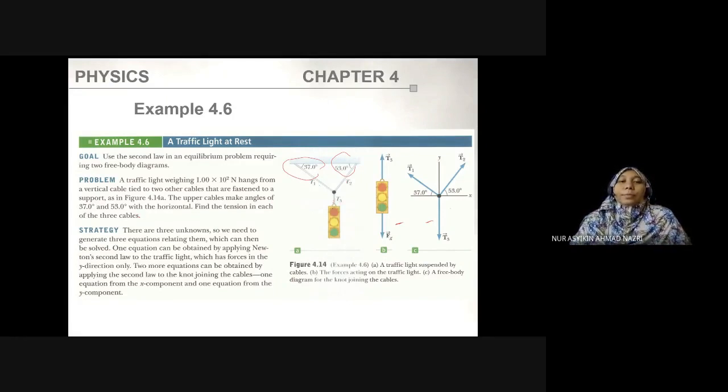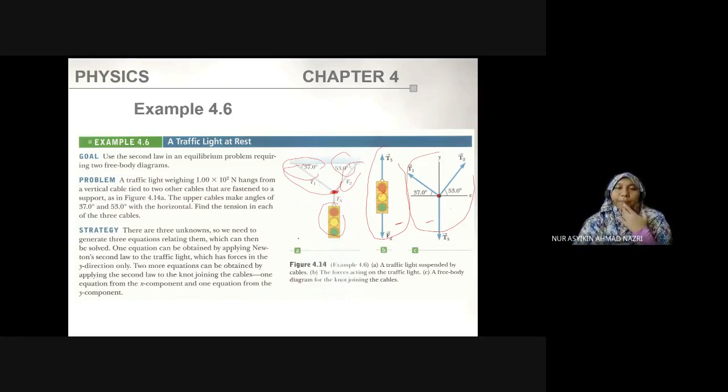Cuma yang hang betul-betul dekat objek is your T3 saja. But this T3 affects the other two cables. So you need to draw two free body diagram. Satu kita ambil this as the object. Another one kita ambil point titik equilibrium dia.